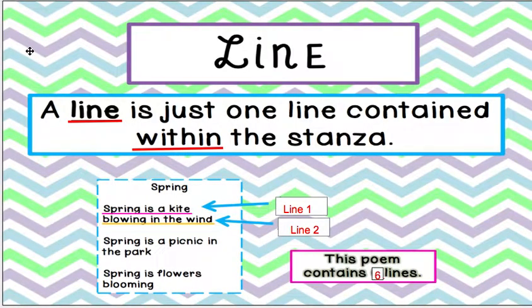Next is a line. So a line is just one line contained within the stanza. So remember, stanza 1 that was circled in green. So stanza 1 only has 1, 2 lines. And here it says this poem contains 6 lines. So let's see. So this is talking about the whole entire poem. 1, 2, 3, 4, 5, 6.